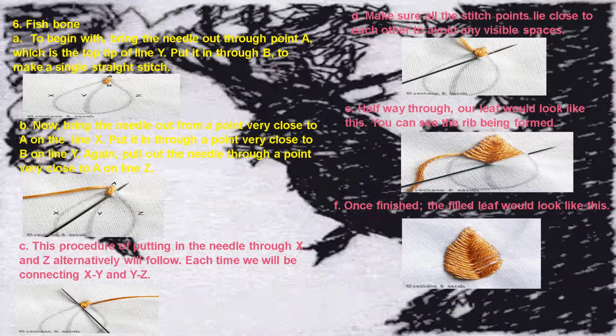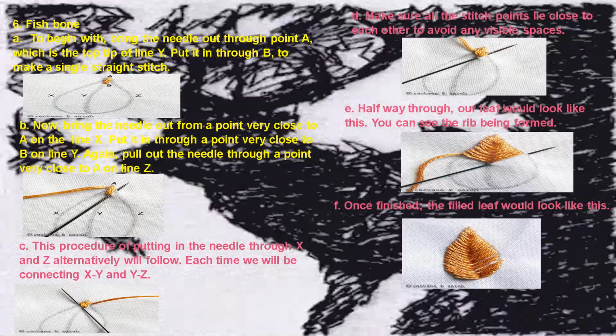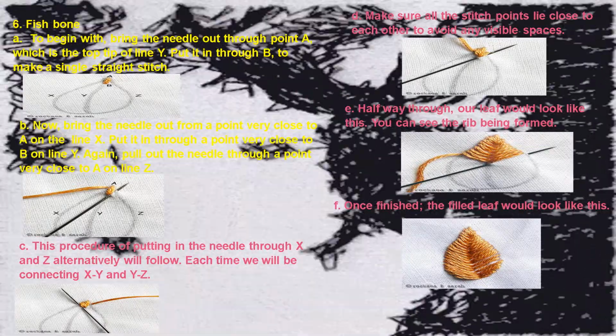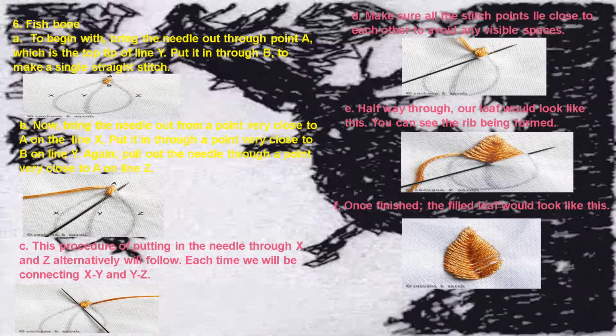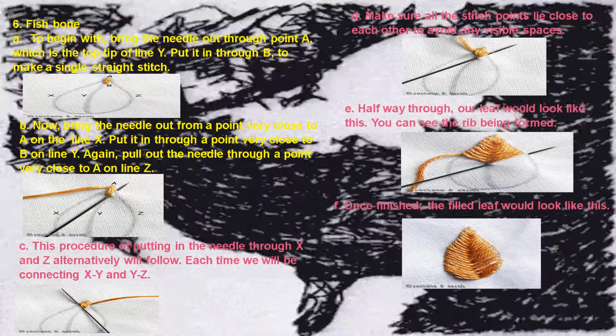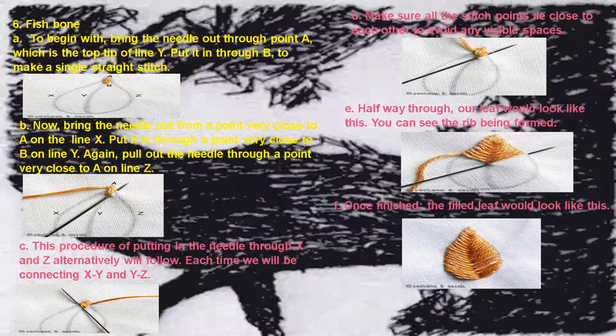Next, you have the fishbone. To begin with, bring the needle out to point A, which is the top tip of line Y. Put it in at B to make a single straight stitch.